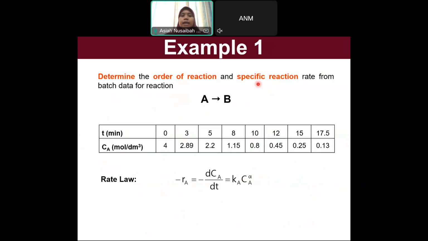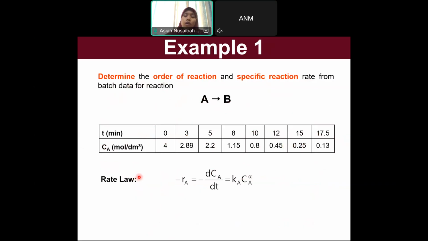So here we have a table, and then they ask us to determine the order of reaction and specific reaction rate, that will be K, from batch data for reaction A converted to B. So we have A converted to B, and then we have a series of time and concentration of A by time.